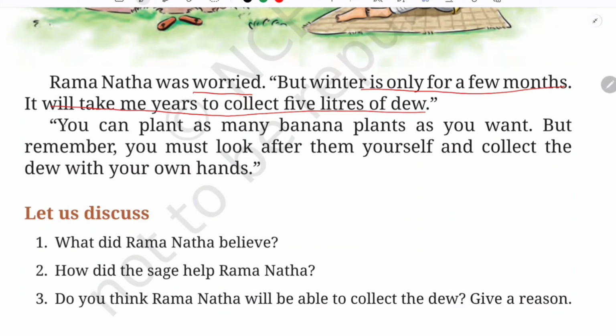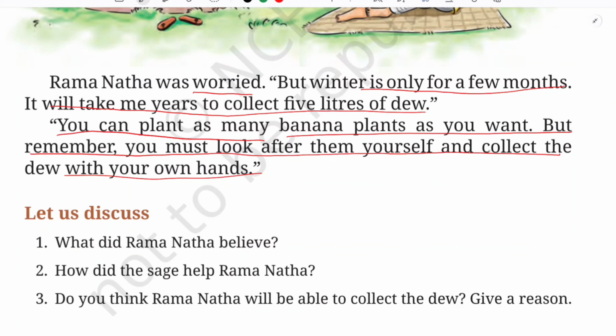So now what did the sage reply? "You can plant as many banana plants as you want, but remember you must look after them yourself and collect the dew with your own hands." Before this, Ramnath might have been thinking that he could plant only one banana plant, but that will not be enough to collect 5 liters of dew, isn't it? So now the sage suggested you can plant as many banana plants as you like, like banana cultivation, a plantation. But there is one condition.